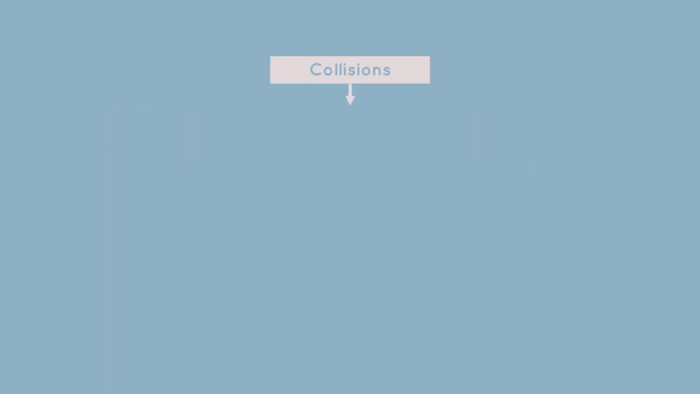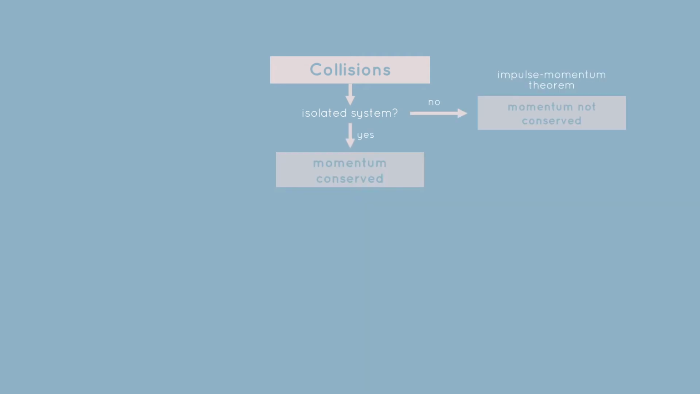So we can actually classify collisions into a few types. And to do so, we can ask ourselves a series of questions to classify them. So we first ask if the collision is happening in an isolated system. If it is happening in an isolated system, then momentum will be conserved. However, if the system is not isolated, then momentum is not conserved, and we will need to use the impulse-momentum theorem to help us.